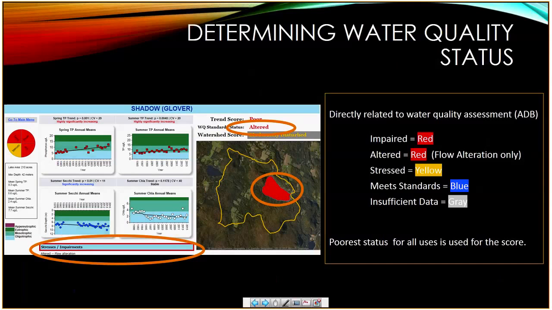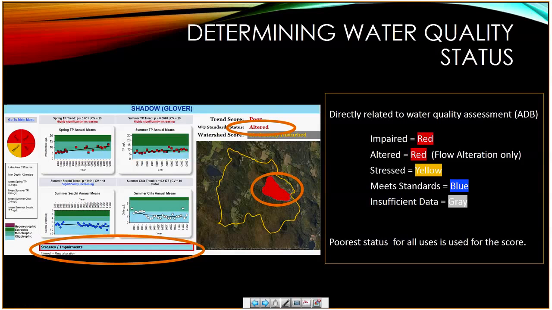Moving on now to determining water quality status. That is on the right side of the scorecard pop-up. It's captured here by water quality standard status. The color of the text and the name of the text, as well as the color of the lake in the image below that text, tells you how your lake is faring.